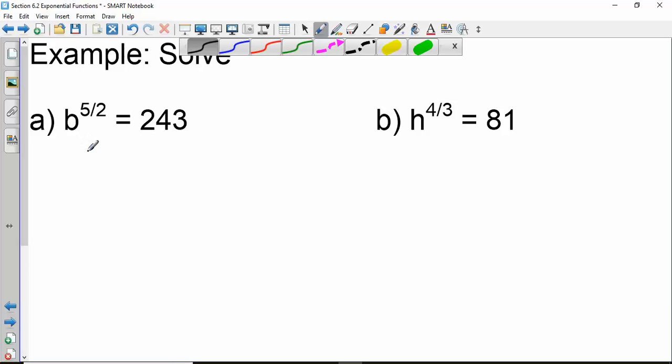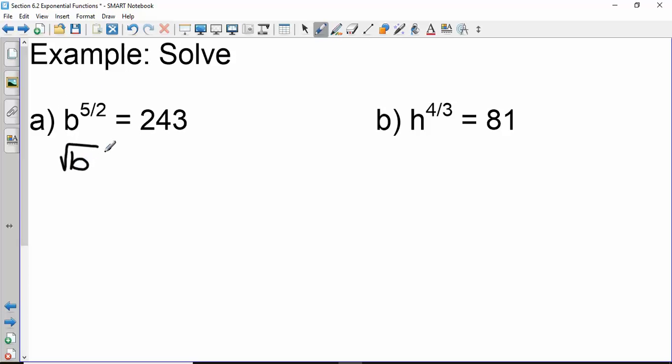The variable I'm looking for is my base. So how could I rewrite something to the 5/2 power? All right, so if I want to get b by itself, what do we do?